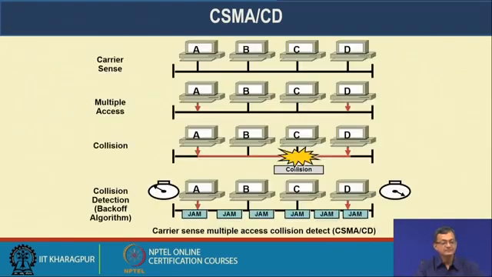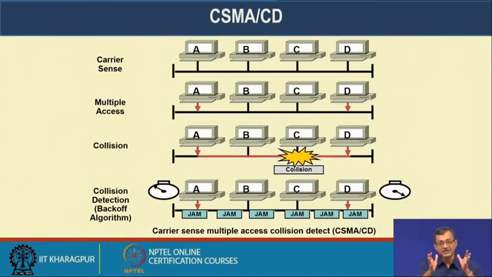CSMA/CD is the technique. It needs to carrier sense, that is, sense whether the channel is free or not. There is the question of multiple access, that a number of stations can access at the same time. There is the phenomenon of collision, that communicating parties may collide. There should be a way to detect the collision, and there should be a backoff algorithm. Once a collision occurs, the stations need to be jammed so that they do not transmit, and after some time, there should be a retransmission.